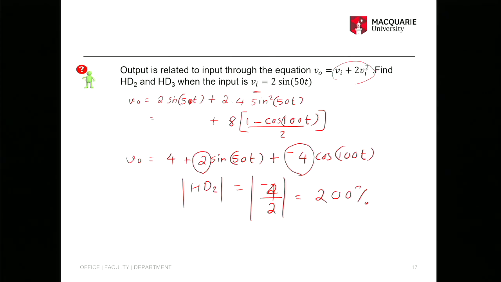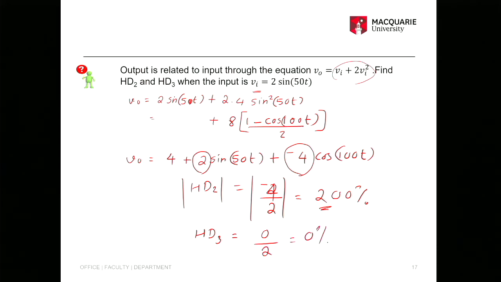In percentage it will be 200%, or HD2 will be 2. If you are asked to represent it in percentage, you multiply by 100. And how about HD3? It is 0. It's easy because there is no cos 3 omega t term, so 0 divided by 2 is 0, or 0%.